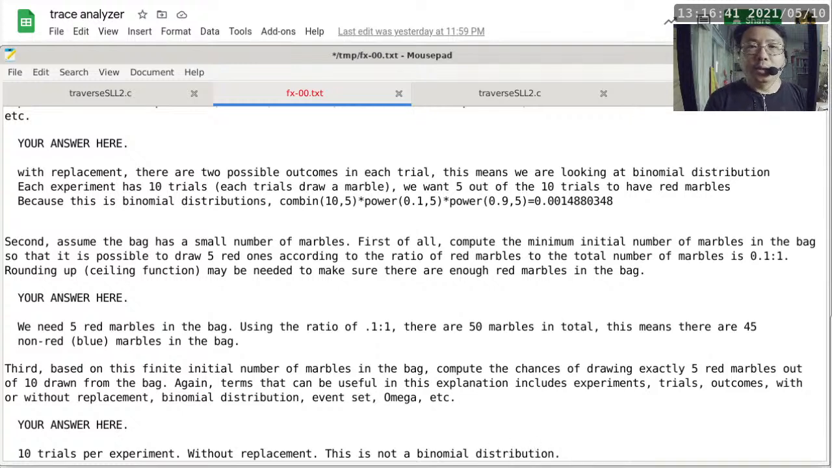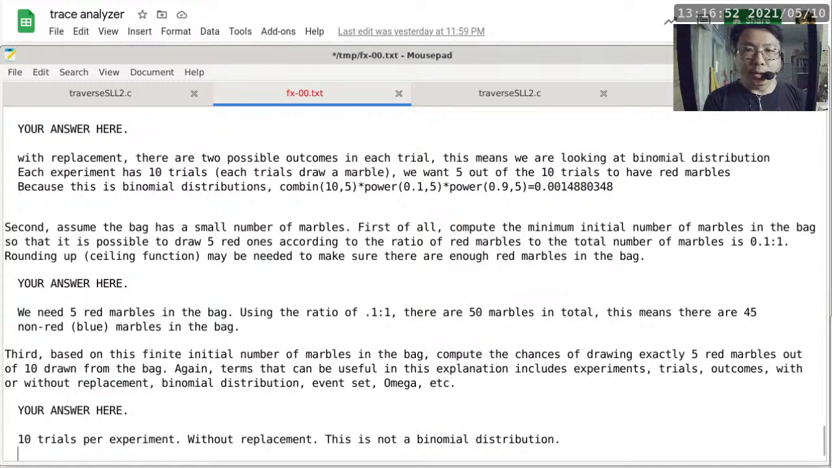Okay, so if it is not a binomial distribution and you want to calculate probability, now you have to think about what is the event set and what is omega. So omega is the set of ways to draw 10 marbles out of the bag with a total of 50 marbles.